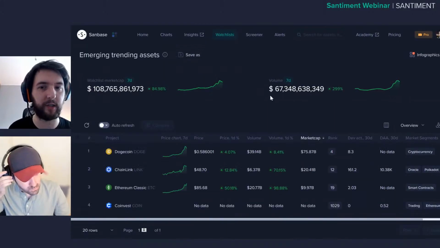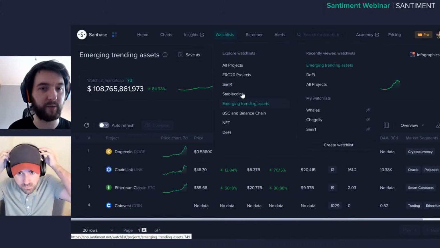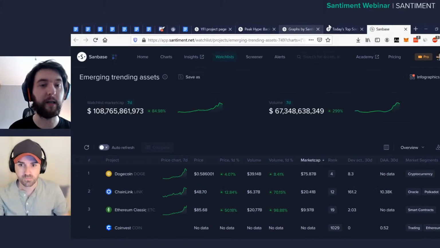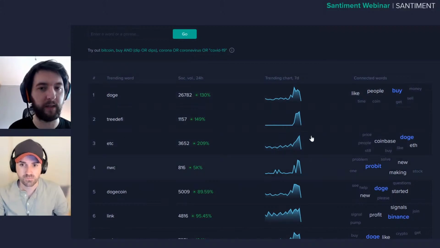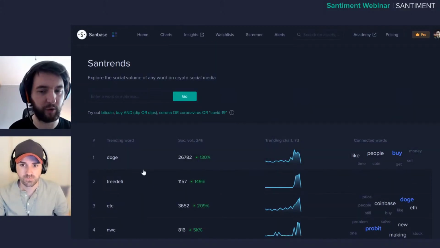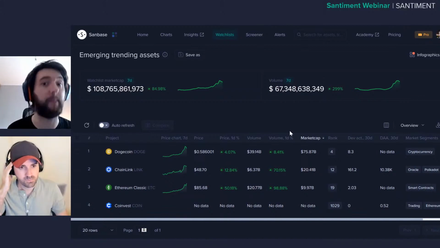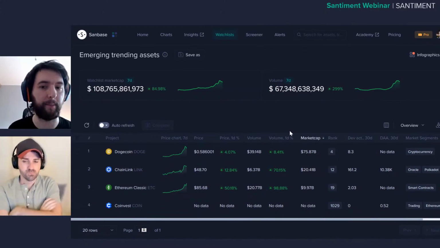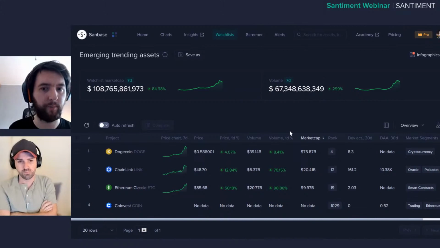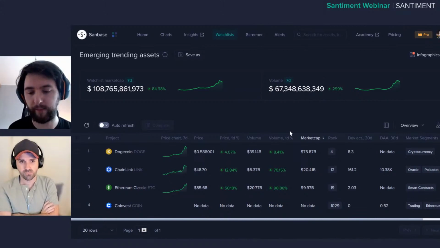So this list of emerging trending assets, which you can find by going to watch lists and then emerging trending assets, filters out the noise from the list of social trends. It only looks at the coins or tickers that are appearing very high up as far as our social data is concerned at this point in time, and it gets dynamically updated every, I think, 5 minutes. So yeah, thanks for the mention, Brian.